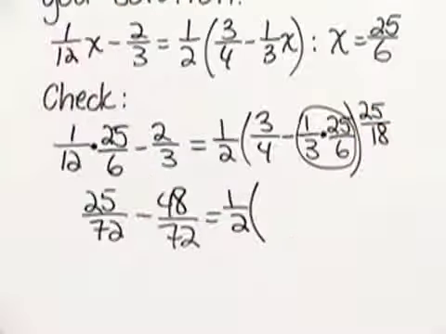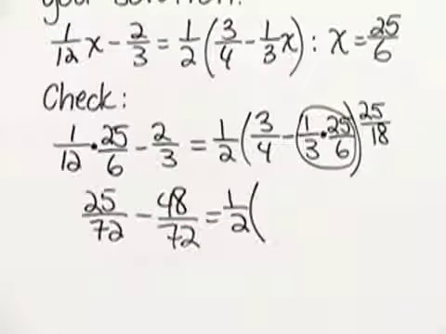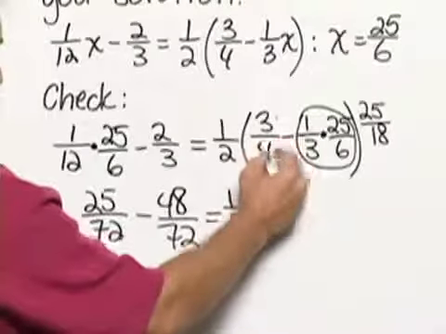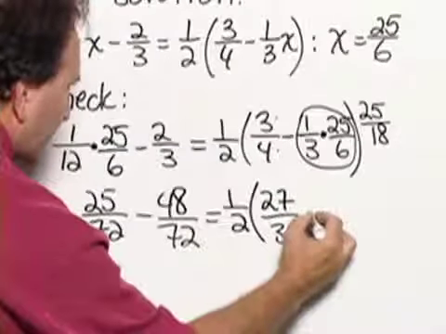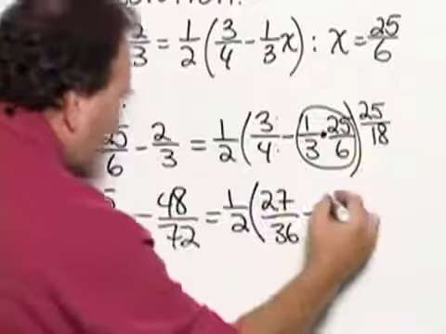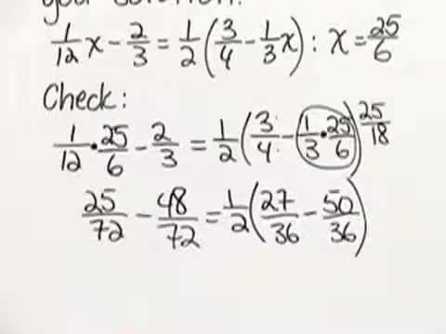In other words, this part here is 25/18. To find the common denominator between 4 and 18, it would be 36. That is, 18 goes into 36 twice, 4 goes into 36 9 times. So here we would have to multiply by 9 and 9. So in other words, 27 over 36 minus, we multiply by 2, so it's 50 over 36.